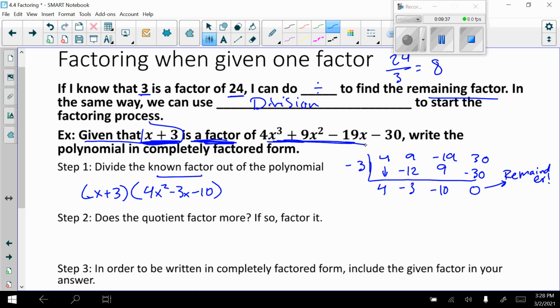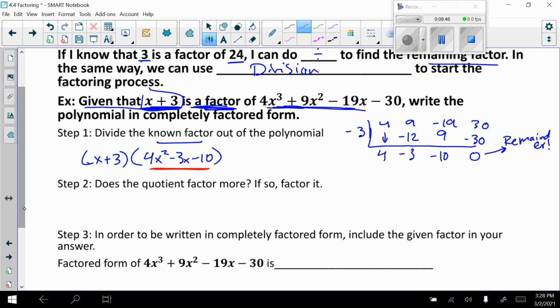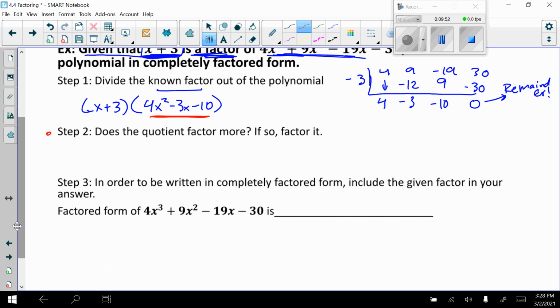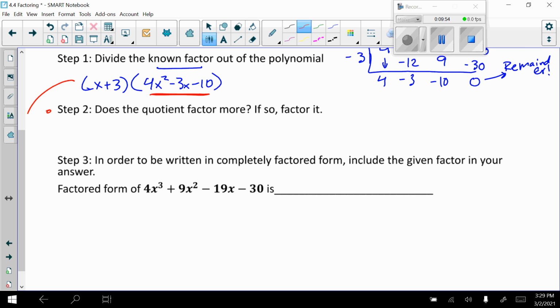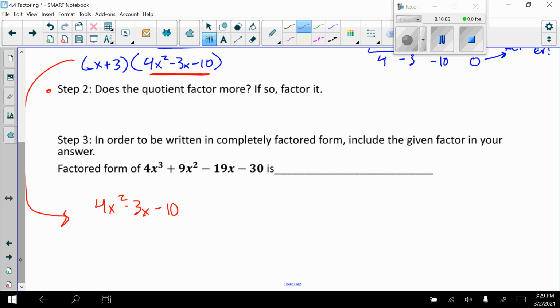Now, the reason that I did that is because the thing that's left inside the quotient after I divide out, I can factor that thing, right? That's what I'm going to ask myself next. Can I factor this quotient anymore? Okay, so let's go ahead and think about that. Let's do it down here where there's a little bit more room. So 4x squared minus 3x minus 10. I'm going to see if I can factor this thing anymore. It's quadratic, so let's go ahead and try it.